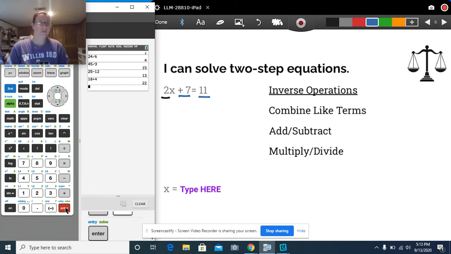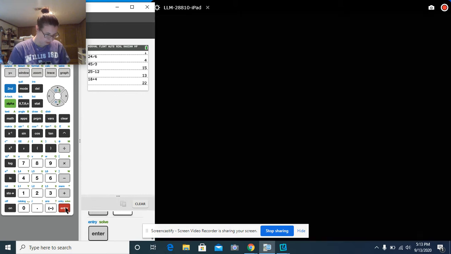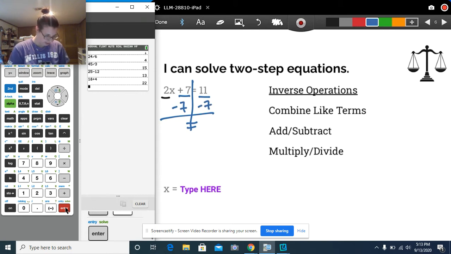So I have one variable, and I have 2 constants, my positive 7 and my 11. And I'm going to move my 7 on the balance to the other side of the equal sign. And I do this by using the inverse operation. What's the opposite of addition? It's subtraction. So I'm going to subtract 7 on both sides, and I bring my 2x down. And that 2x stays on that side of the scale. Positive 7 and negative 7 equals 0. And then I have 11 minus 7. Now 11 minus 7 is 4, and I'm left with 2 equivalent equations. 2x, 2 times x is equal to, or the same as, the number 4.